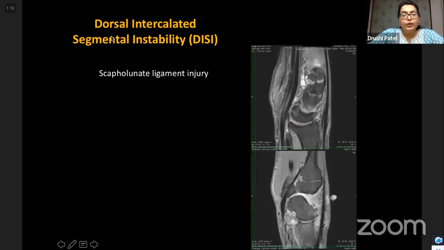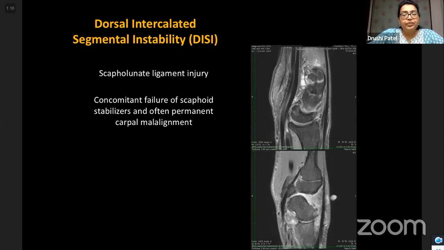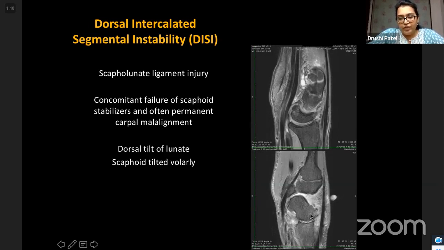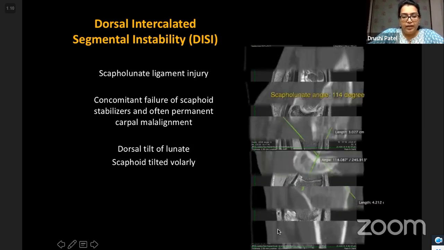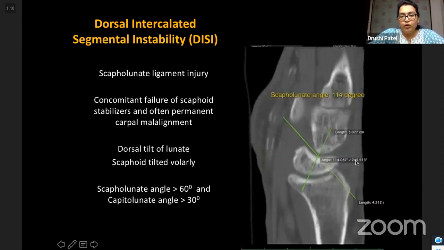Now, once the scapholunate ligament injury occurs, there is concomitant failure of the scaphoid stabilizers, and eventually permanent carpal malalignment occurs, meaning the lunate axis tends to tilt dorsally. The scaphoid tends to tilt volarly, and this results in an increased scapholunate angle. Normal scapholunate angle is between 30 to 60 degrees. When it gets increased to greater than 60 degrees, and the capitolunate angle greater than 30 degrees, this is known as DISI, or dorsal intercalated segmental instability.